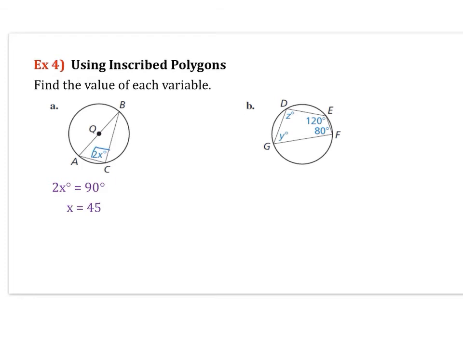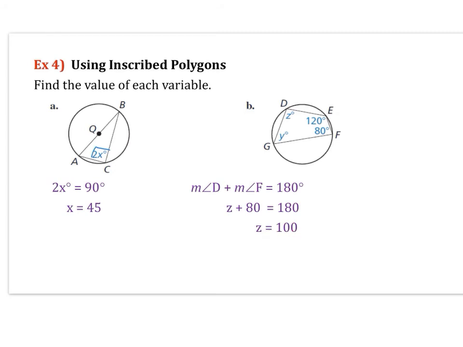All right, let's take a look at our second example where we have a quadrilateral inscribed. And we know that our theorem states that a quadrilateral can be inscribed in a circle if and only if its opposite angles are supplementary. So that means we can set up two separate equations. The first one, we can say the measure of angle D plus the measure of angle F equals 180 degrees because they are opposite angles. Substitute Z and 80. So Z plus 80 equals 180. Subtract 80 from both sides, so Z equals 100.